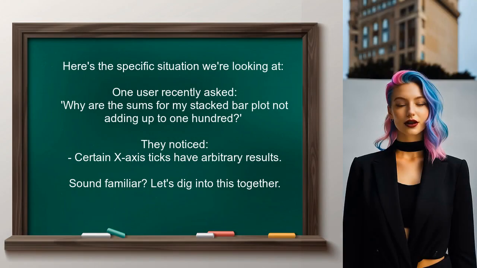Here's the specific situation we're looking at. One user recently asked, "Why are the sums for my stacked bar plot not adding up to 100?" They noticed that for certain x-axis ticks, the results seemed completely arbitrary. Sound familiar? Let's dig into this together and find a solution.